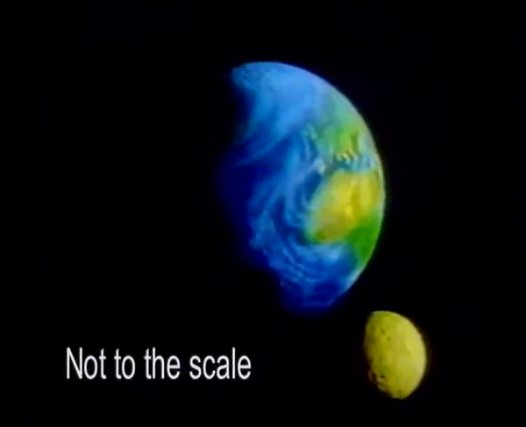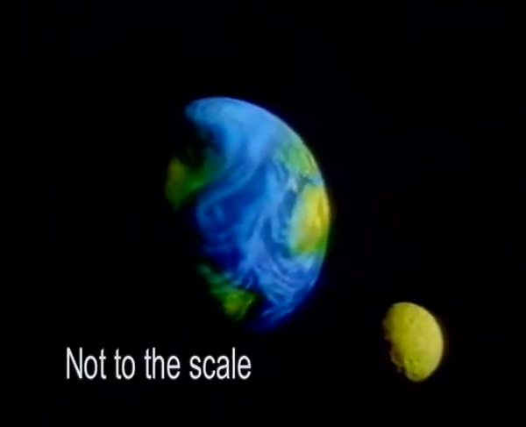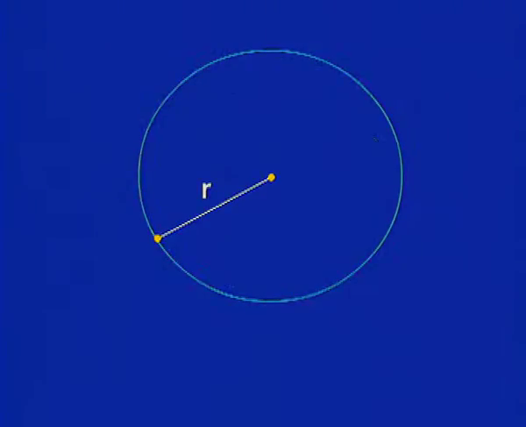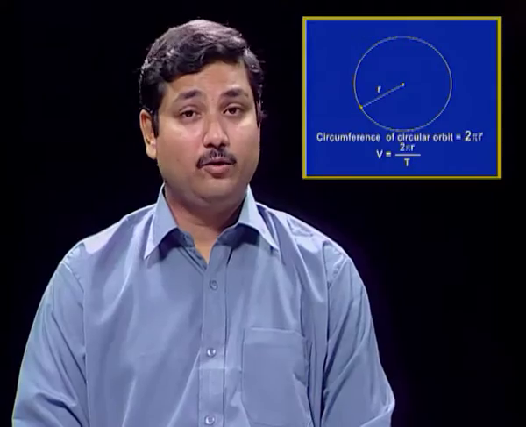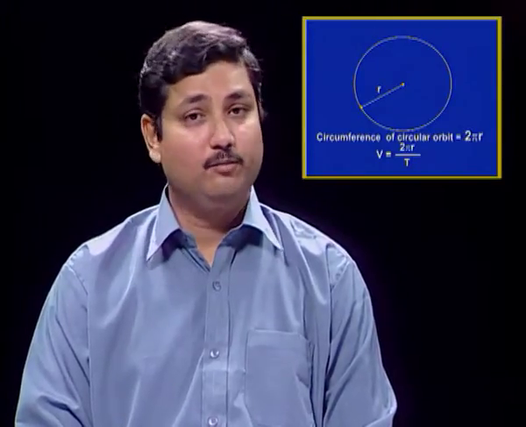The orbital velocity of the moon was easy to find because its time period, that is the time taken to complete one revolution, was known. If T is the time period of the moon, then the distance covered by it in this time is the circumference of the circular orbit, 2 pi r, and its velocity is v equals 2 pi r divided by T. So, he could calculate the acceleration of the moon.